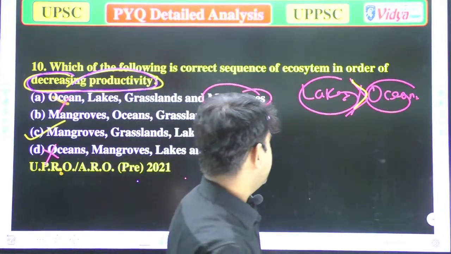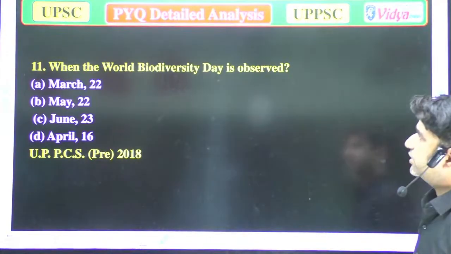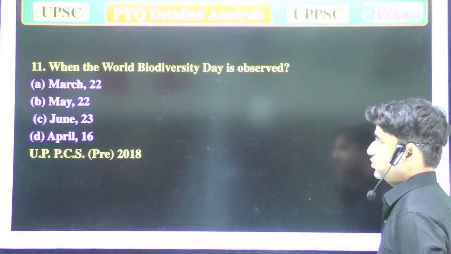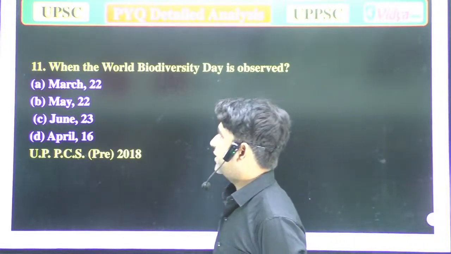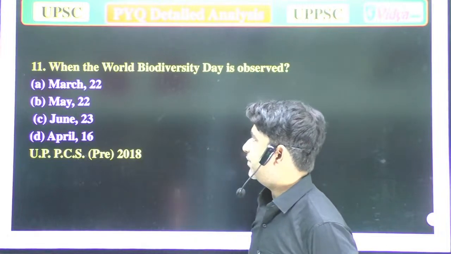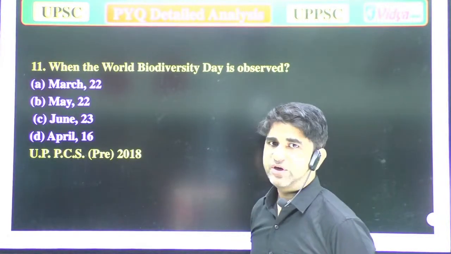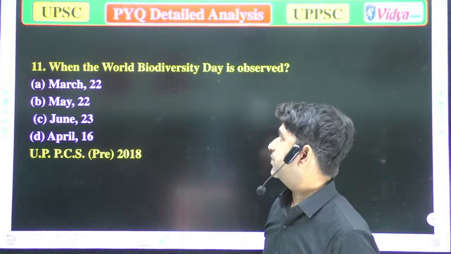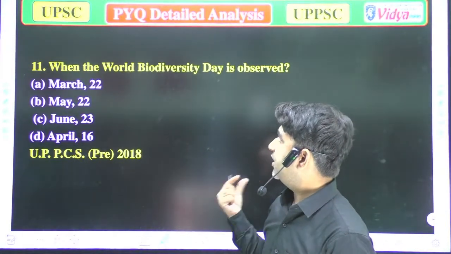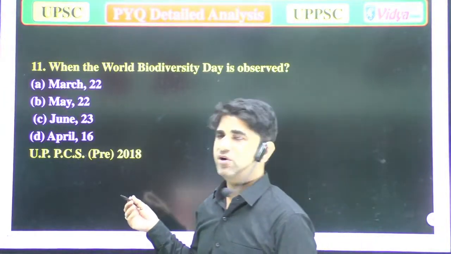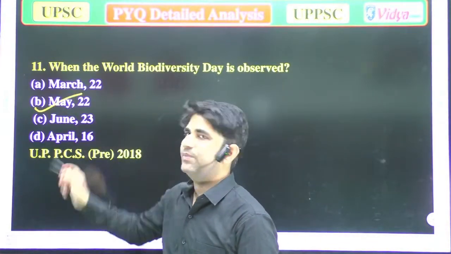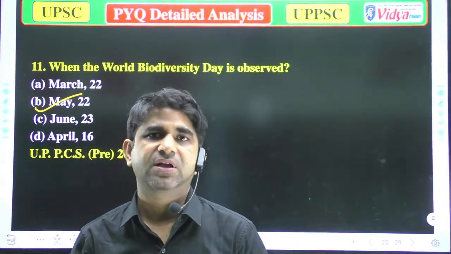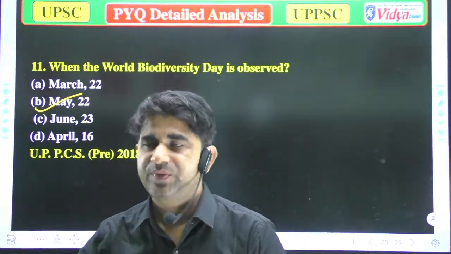Now we'll move to the next question. When is World Biodiversity Day observed? Options are A, 22nd March, B, 22nd May, C, 23rd June, and D, 16th April. I think it's a simple question for you: World Biodiversity Day is observed on 22nd May. So I think that's clear to you. Now we'll move to the next question.